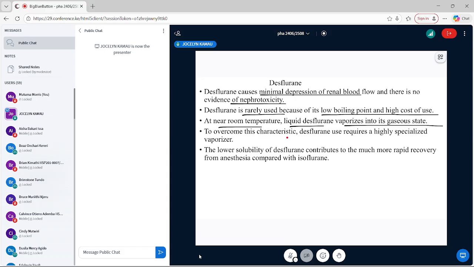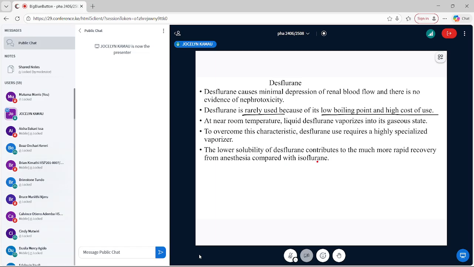To overcome this characteristic, desflurane use requires a highly specialized vaporizer, and that is why we have talked about its cost of use. So there are many reasons why you might not use a drug. It is stable, but its cost of use is very high. It requires a very specialized vaporizer. And this, as we have said, is because of its very low boiling point.